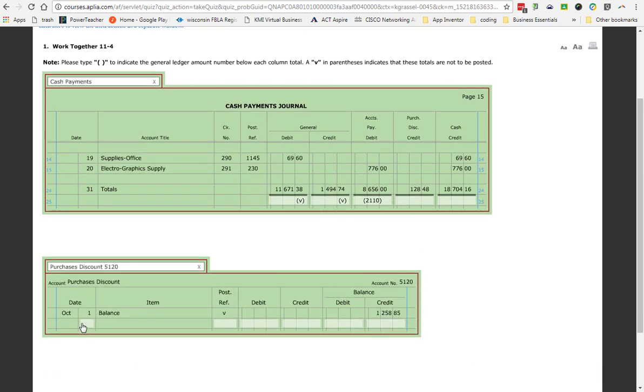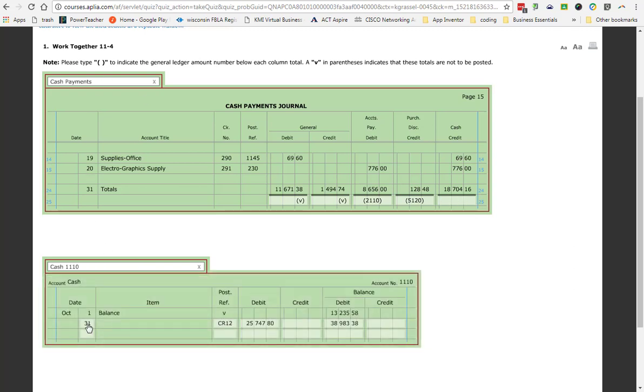Then you're going to go ahead and open up purchases discount, dated 31st, CP15. We're crediting that $128.48. Purchases discount is a contra account to our purchases account. Purchases is a cost account with a debit normal balance, so purchases discount has a credit balance. Last one that I have to do is cash.